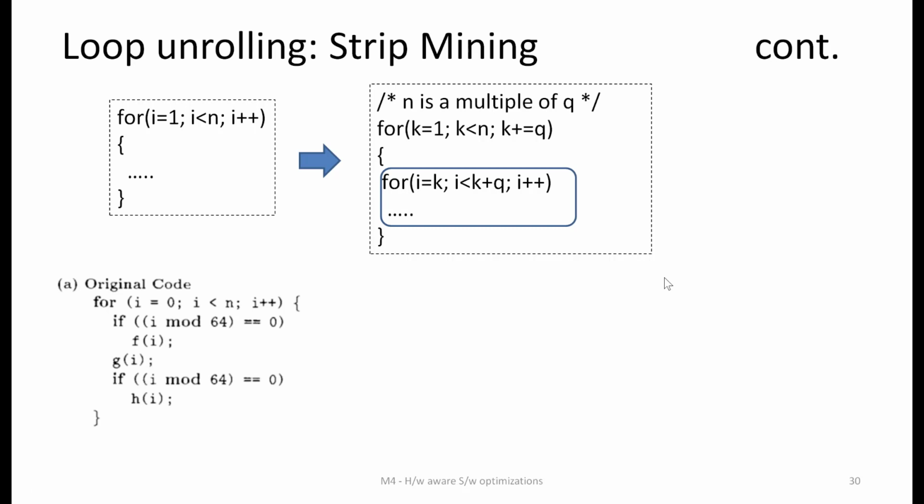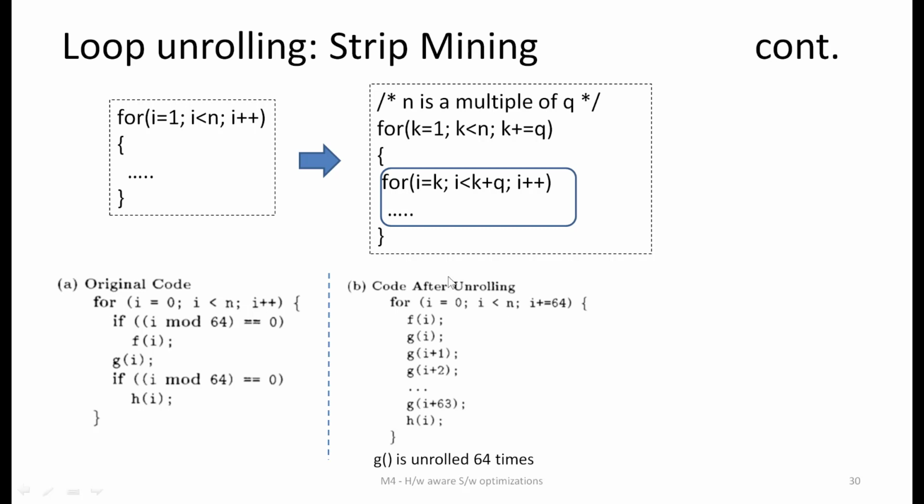How does the compiler estimate the value of q? By looking at the code. Here is an example. Let's say we have a for loop. Inside that we have a set of statements like this. If I mod 64 is equivalent to 0, only then we would execute f of I. G of I will be executed for all the loop iterations, and h of I will be executed similar to f of I whenever I mod 64 is equivalent to 0. By looking at this code, the compiler makes an estimate that if I want to unroll, 64 is likely a good number.